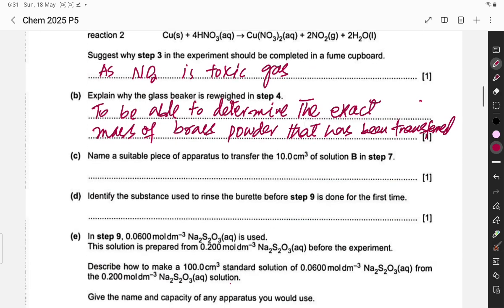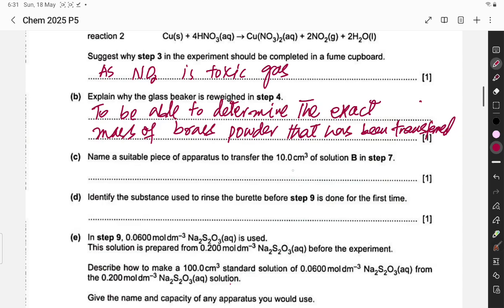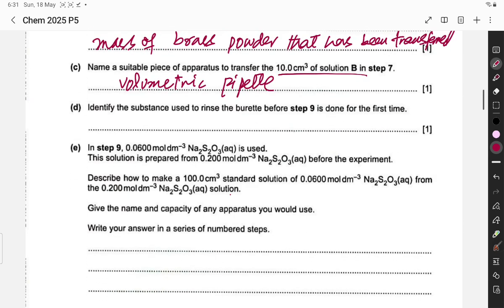Name a suitable piece of apparatus to transfer the 10 cm³ of solution B in step 7. Volumetric pipette. Identify the substance used to rinse the burette before step 9 is done for the first time. Sodium thiosulfate aqueous.